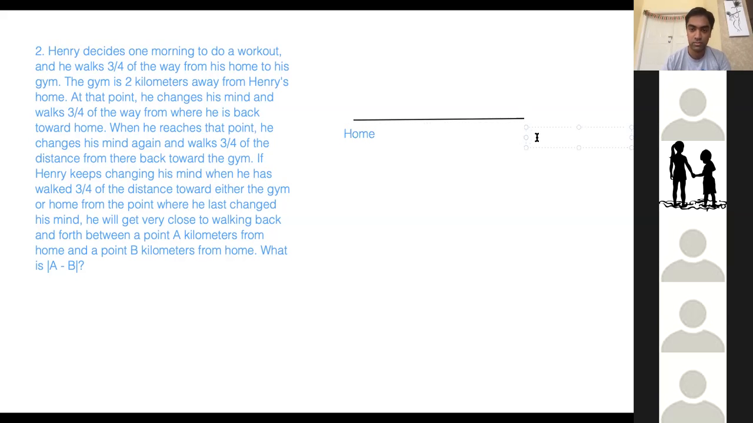And then you can realize that since he's going 3/4 to the right and then 3/4 to the left, the ratio is proportional: if the home to A is 1, the home to B is 3x, and then the B to the gym is 1. So it's split up like 1, 3, 1.